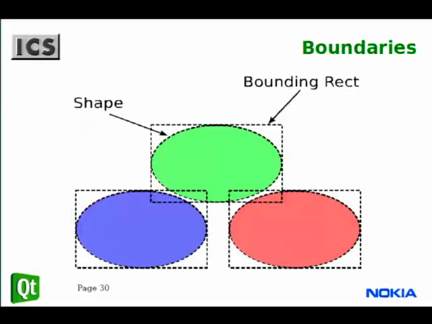And here's a picture that just shows you what a bounding rectangle looks like in relation to the actual shape. For elliptical shapes, we can see that sometimes the bounding rect will hit another shape even if the shape does not.